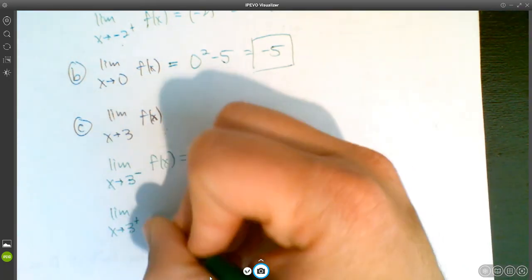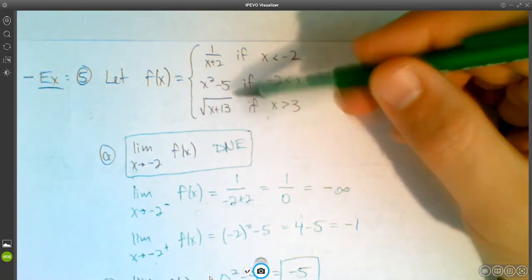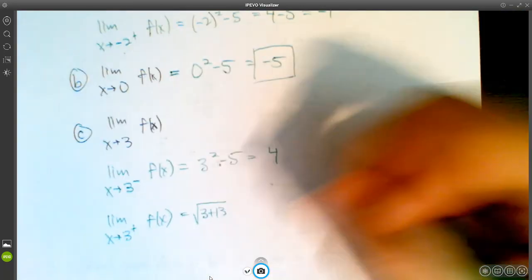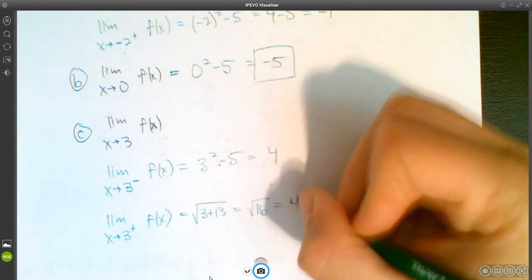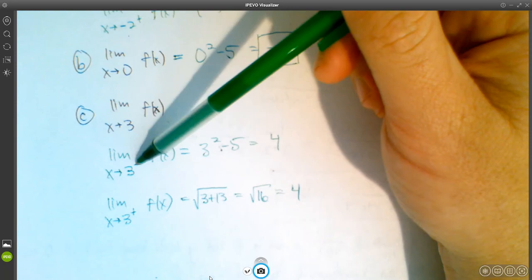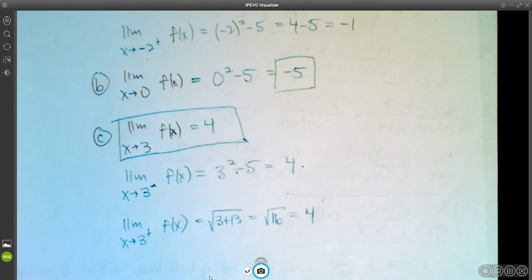As we approach from the right, though, x is going to be slightly larger than 3, so I'm going to use the bottom rule. So it's going to be the square root of 3 plus 13. That's the square root of 16, which is also 4. That's interesting, right? So the limit as we approach from the left is 4. The limit as we approach from the right is 4. That means the two-sided limit is 4, right? Because each of the one-sided limits is approaching the same value, so the two-sided limit is equal to that value as well.